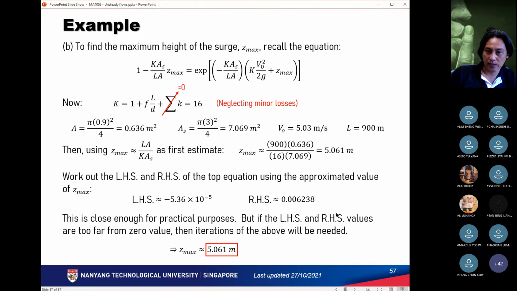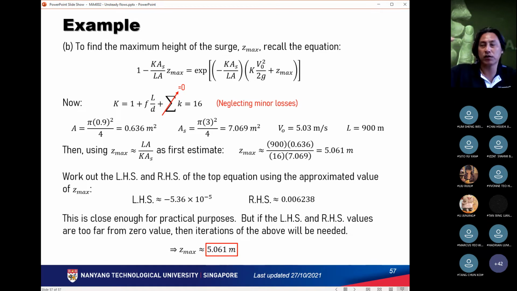So I think it seems that we're lucky. The left-hand side is not really 0, but it's very close to 0. The right-hand side is a greater number, but it's not that great a number in absolute terms. It's still 0.006. For practical purposes, this is close enough. But in the event that you get a far greater number on the right-hand side as compared to the value on the left-hand side, then you have to adjust the value of Zmax and try again. For example, the next values that you try for Zmax could be 5.1, 5.2, 4.9, 4.8, and so on and so forth.